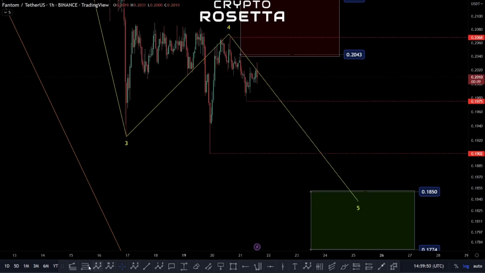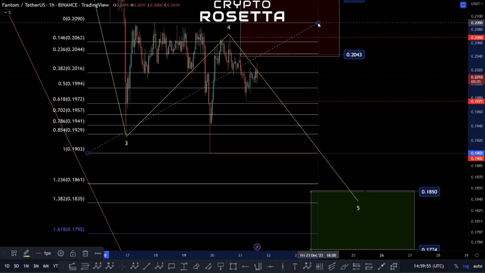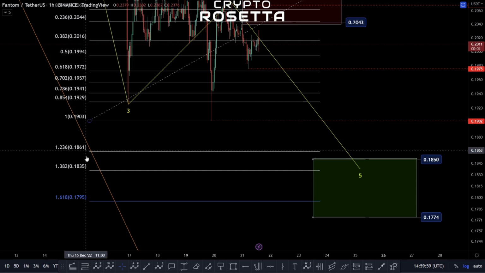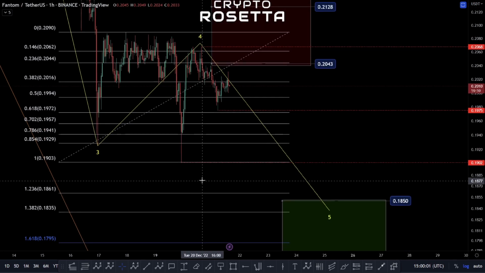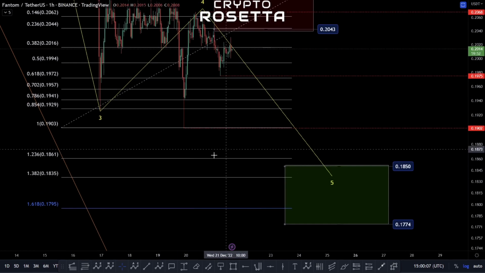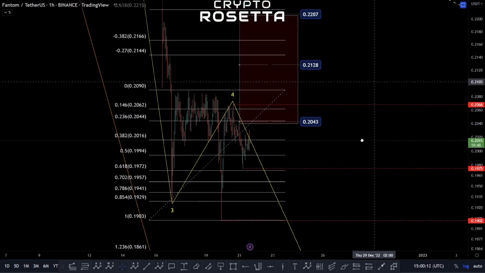It would slightly change this target area, and what we'd be looking at here is the potential of moving just a little bit higher, this 1861 to the 1795. That would be the typical area we'd look to move from this zone here.